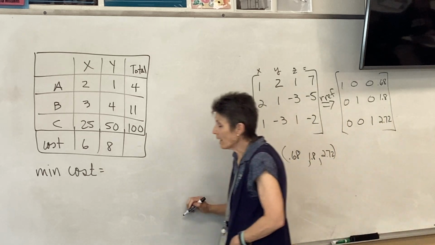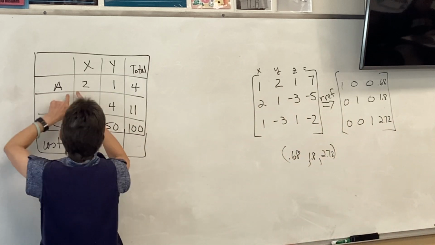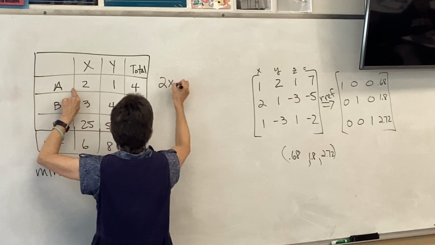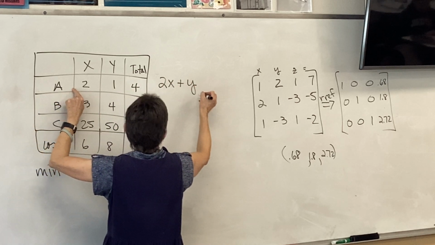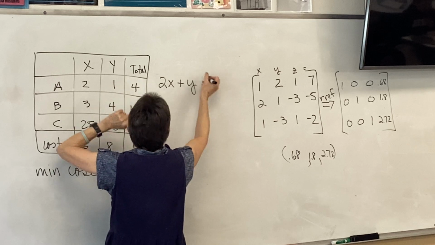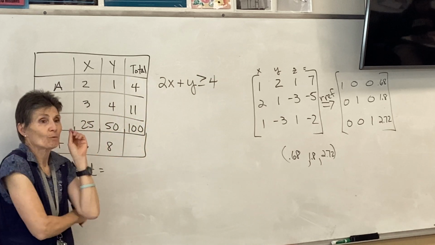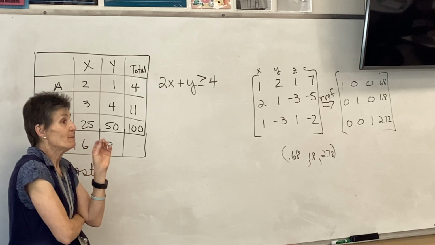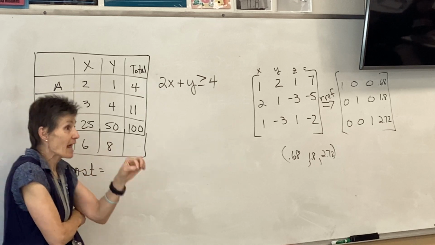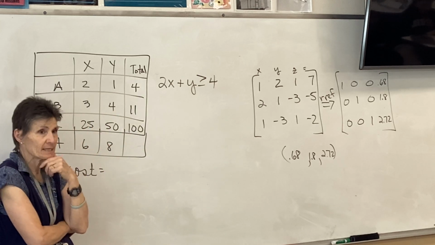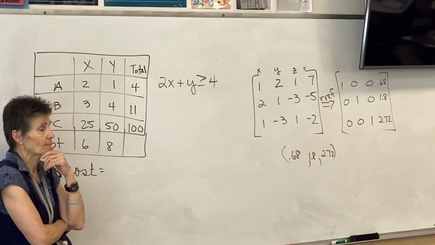All right, what am I going to be graphing? Well, what does this say? 2x plus 1y greater than or equal to 4. Why is it greater than or equal to? Because he needs at least 4 milligrams of that. That's his minimum daily need, so he needs at least that much.